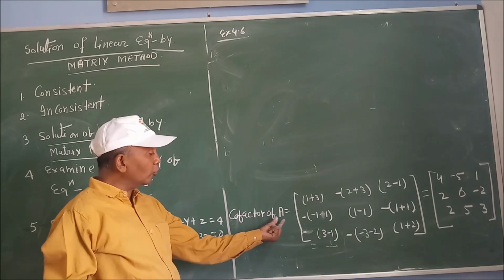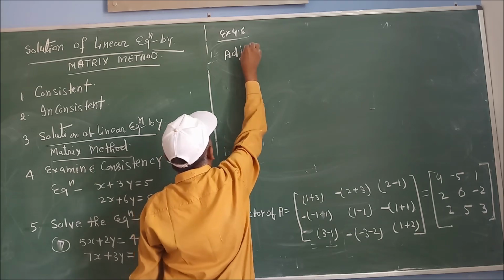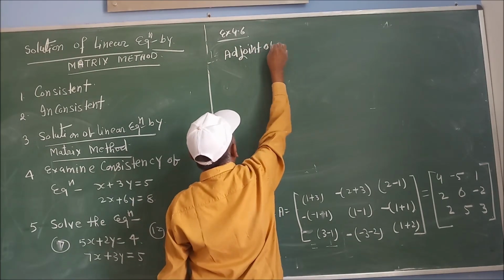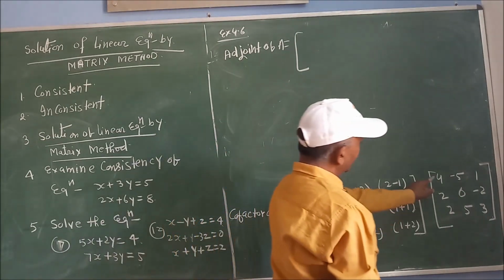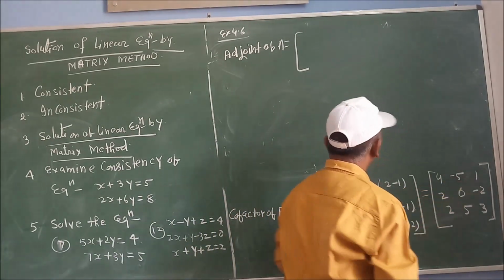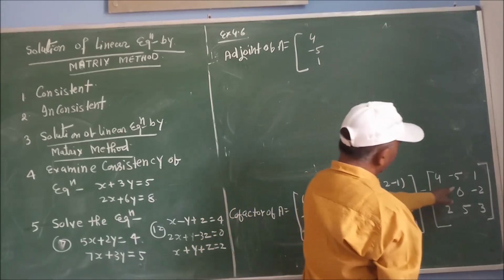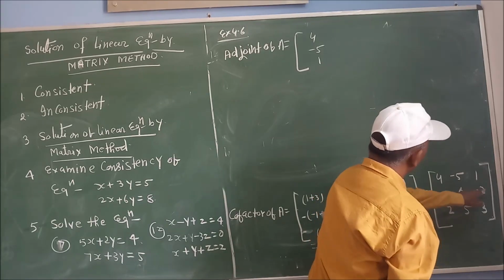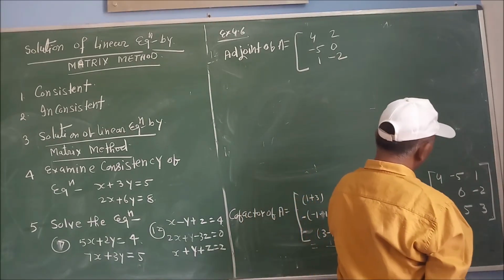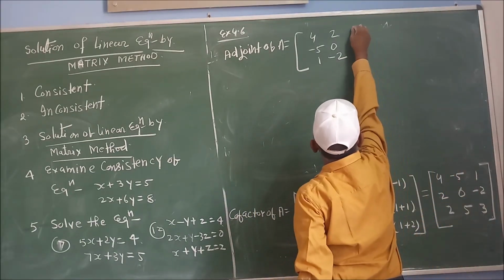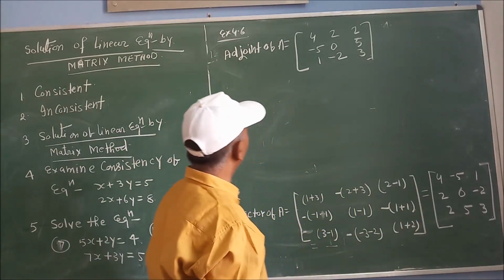And after calculating the cofactor, we have to find the adjoint of A. The adjoint of A is simply obtained by interchanging the rows and columns. So here row R1 is 4, minus 5, 1, so this will be written as C1: 4, minus 5, 1. R2 is changed to C2. R2 is 2, 0, 2, so here you write 2, 0, minus 2. And R3 is 2, 5, 3, so you write here 2, 5, 3. So you will get the transpose of A.